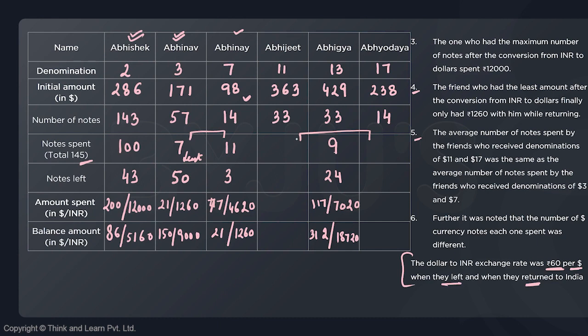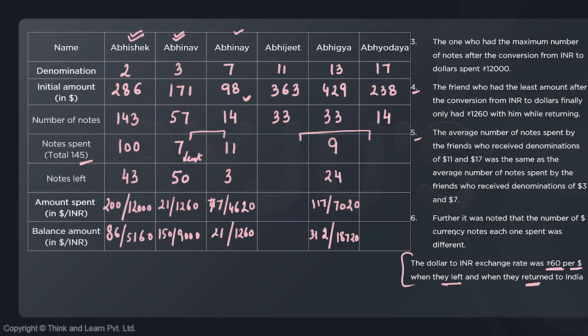So now what about Abhijit and Abhyodaya? They have spent a total of 18 notes. This guy has spent the least number of notes. So the sum of two numbers is 18, right? And both of them should be greater than 7. Can I say they can be 8 and 10 or 9 and 9? If both of them should be greater than 7 and the sum is 18, either they are 8 and 10 or they are 9 and 9.